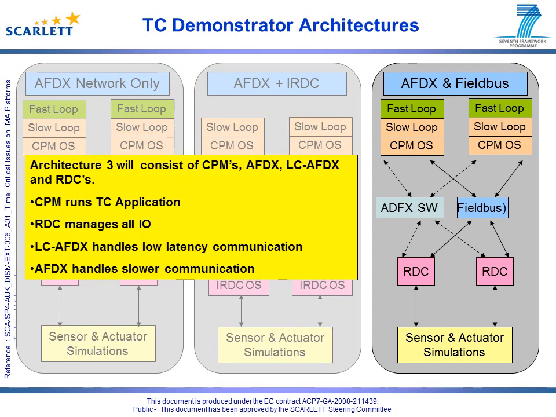Architecture 3 will consist of CP/Ms, AFDX, LC-AFDX and RDCs. CP/M runs TC application, RDC manages all I/O, AFDX handles most communication, LC-AFDX handles low latency communication requirements. This is an alternative method to implement applications with high performance low latency requirements such as anti-skid.